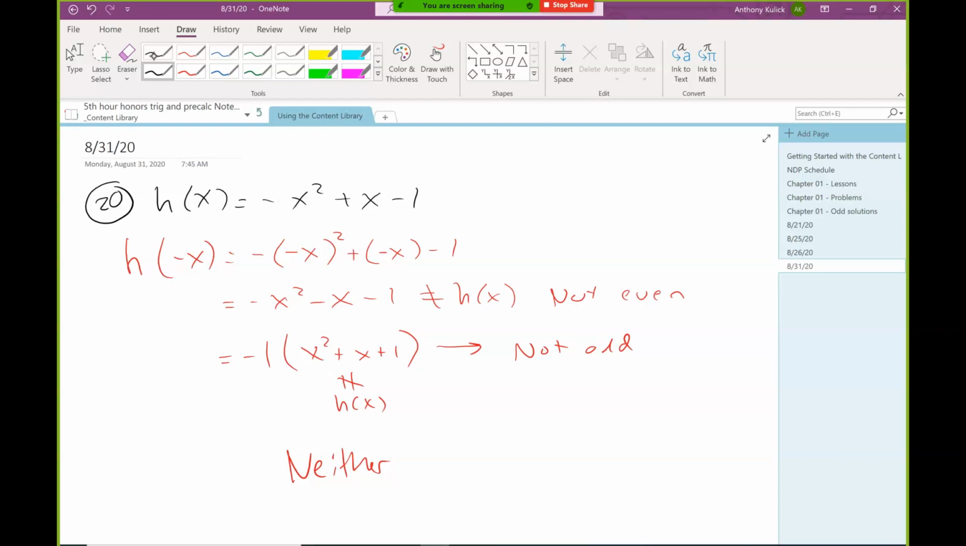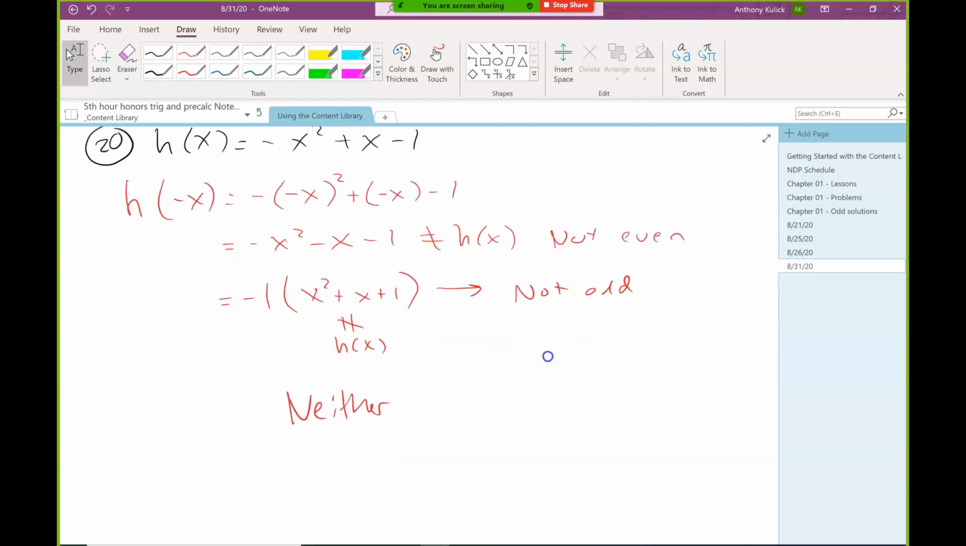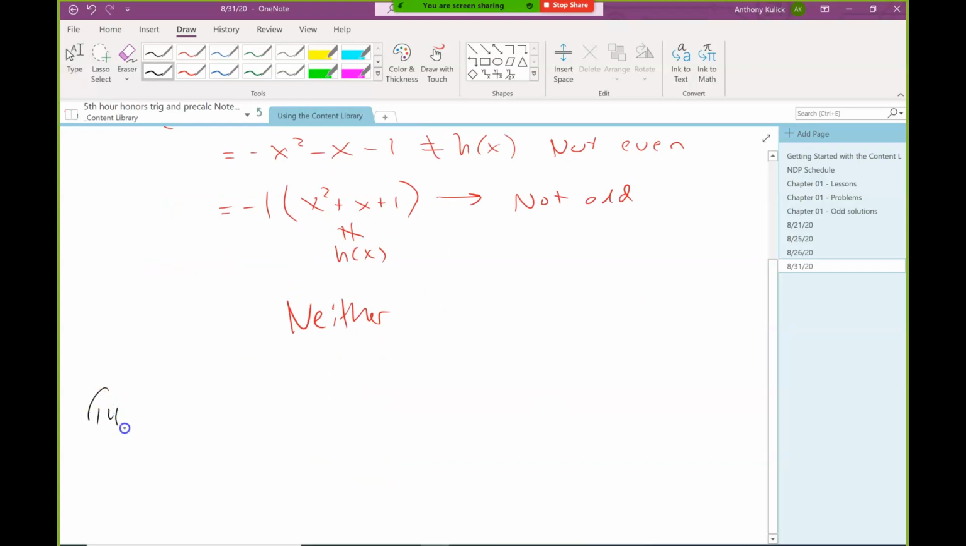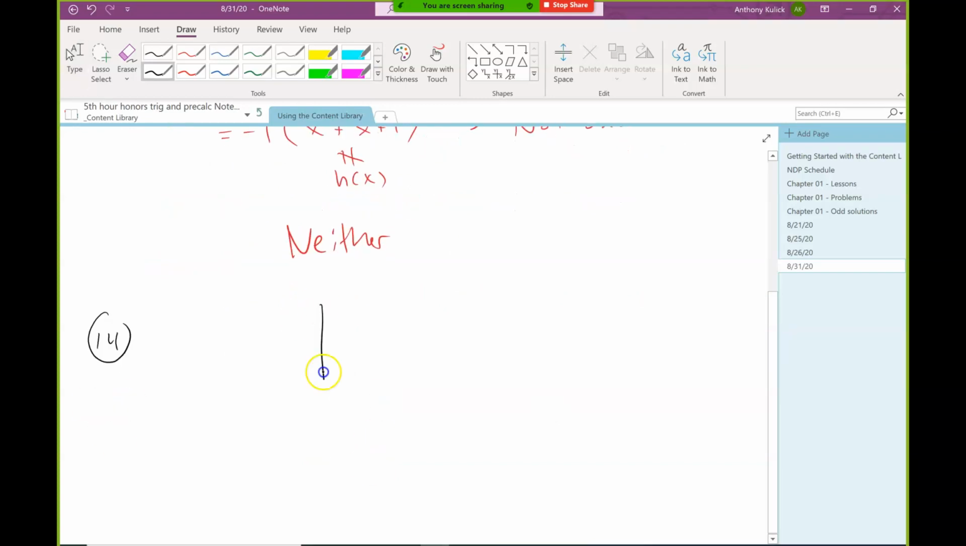Jason. Sure. So 14 asks us to state whether the labeled point is a maximum or minimum or neither, and identify the intervals on which the function is increasing and decreasing.